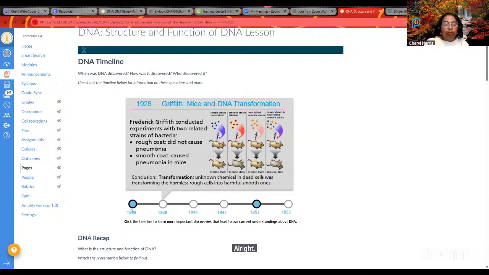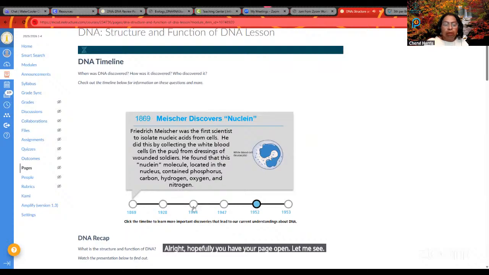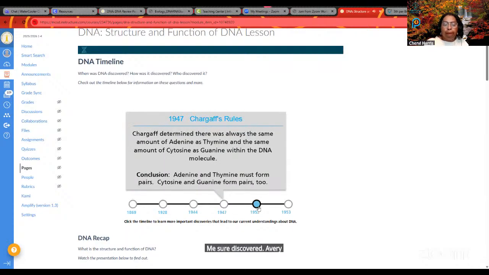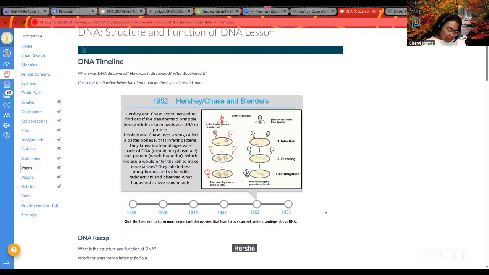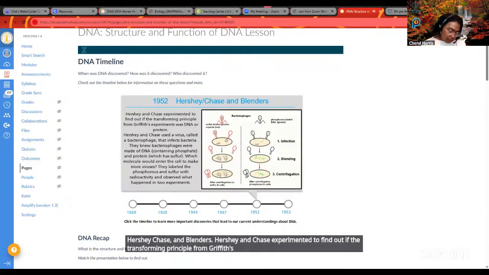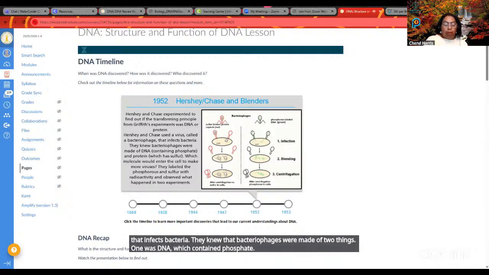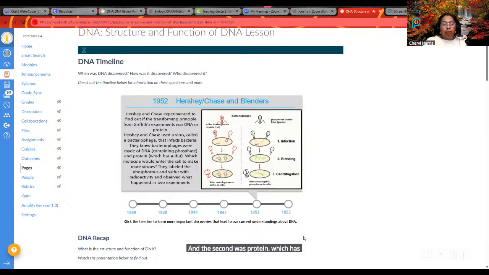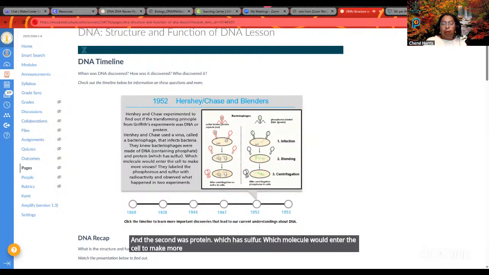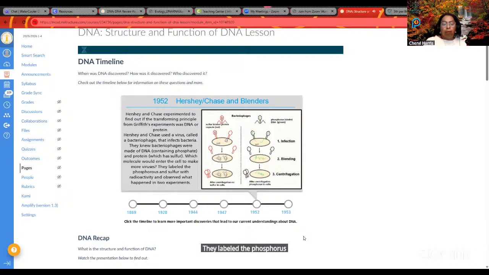All right, hopefully you have your page open. Miescher discovered Avery, Chargaff's rules, Hershey-Chase, and blenders. Hershey and Chase experimented to find out if the transforming principle from Griffith's experiments was DNA or if it was protein. Hershey and Chase used a virus called a bacteriophage that infects bacteria. They knew that bacteriophages were made of 2 things. One was DNA, which contained phosphate, and the second was protein, which has sulfur. Which molecule would enter the cell to make more viruses? They labeled the phosphorus and sulfur, each with radioactivity, and observed what happened in 2 experiments.